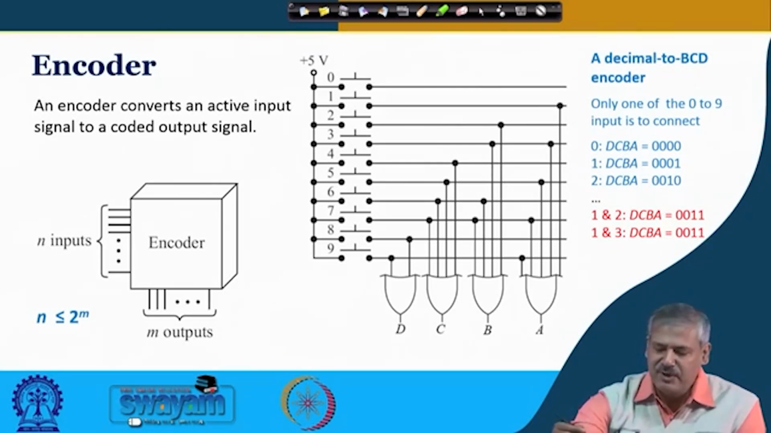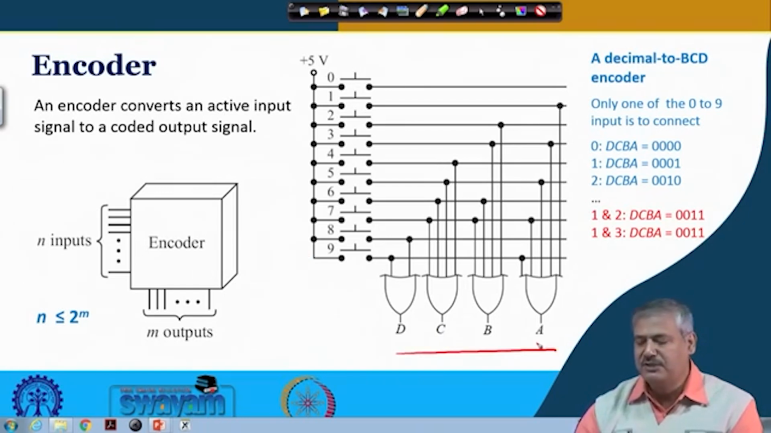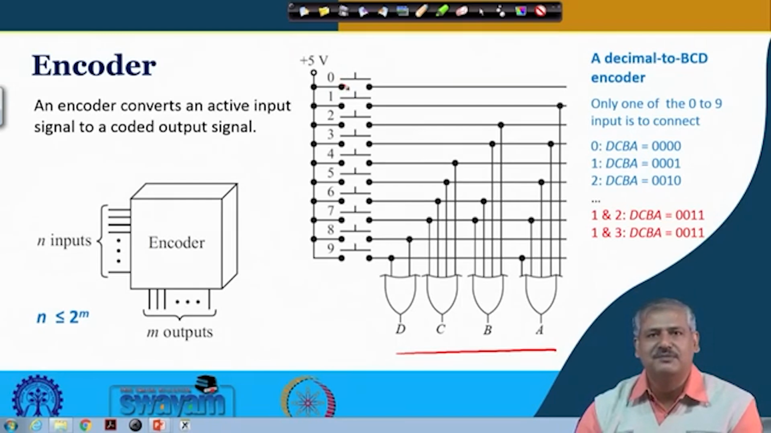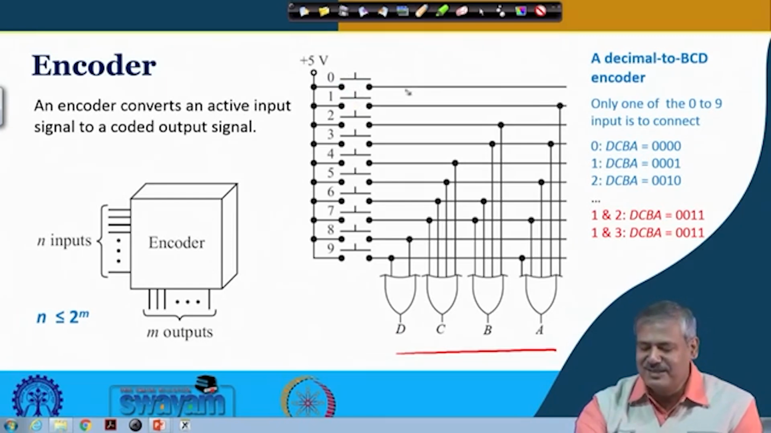So, here is an example. In this case, this is a decimal to BCD encoder. The possible inputs are 0 to 9. These are the inputs that are present, and the corresponding outputs are 0000 to 1001, the encoded ones. One simple arrangement that you can see: whenever 0 is to be sent, coded, you just connect this one, and you can see that this has no connection with any of these OR gate outputs. So, the OR gate outputs will be 0000 in such a situation.